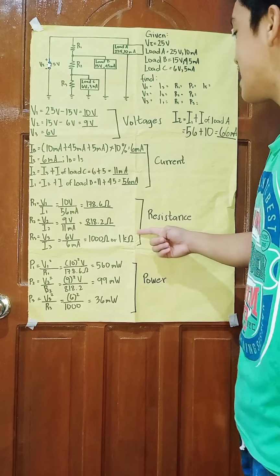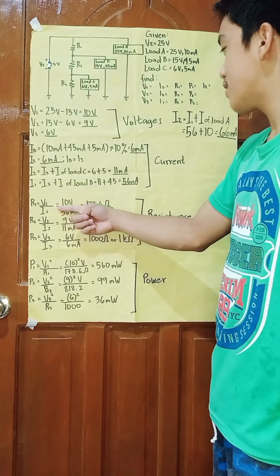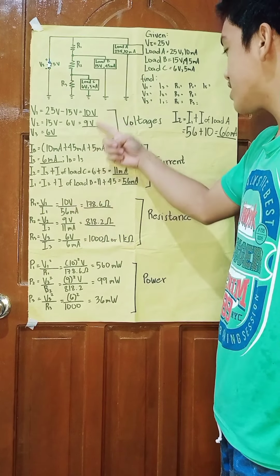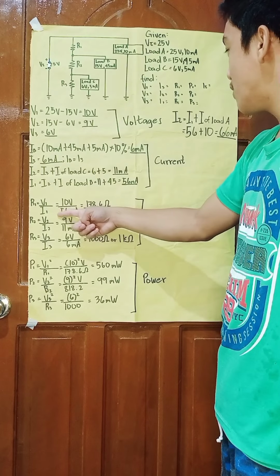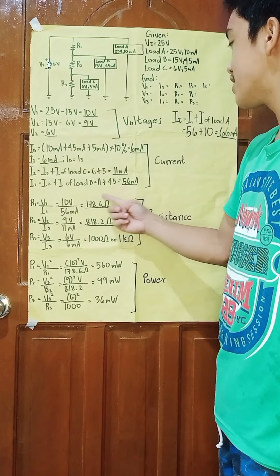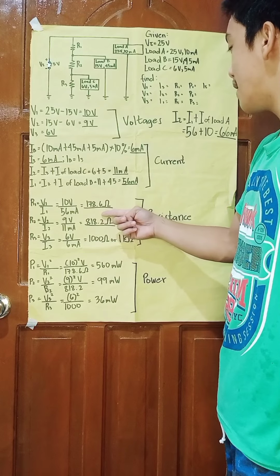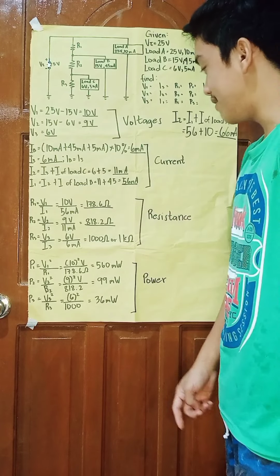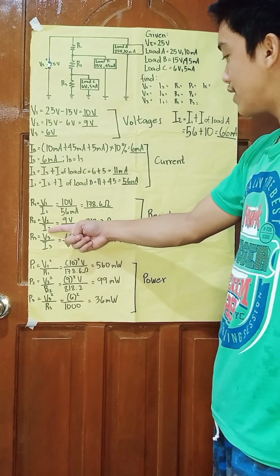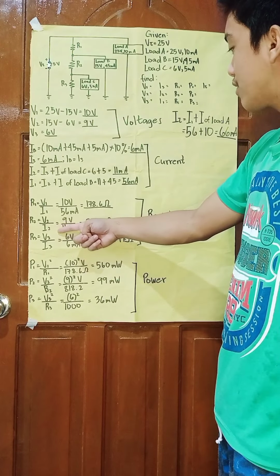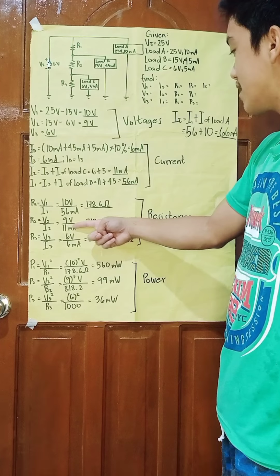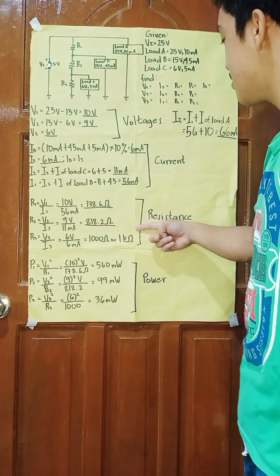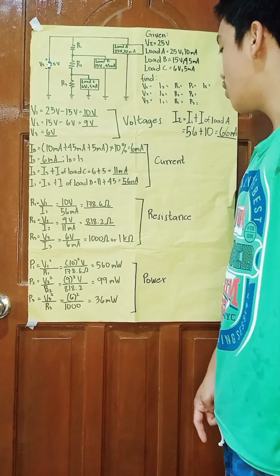Next is on resistance. So resistance is equal to V1 over I1. So V1 is equal to 10 volts divided by I1, which is equal to 56 milliampere. So 10 divided by 56 milliampere is equal to 178.6 ohms. Next is R2. So the formula is V2 over I2. So V2 is equal to 9 volts divided by 11 milliampere. So 9 divided by 11 is equal to 818.2 ohms.